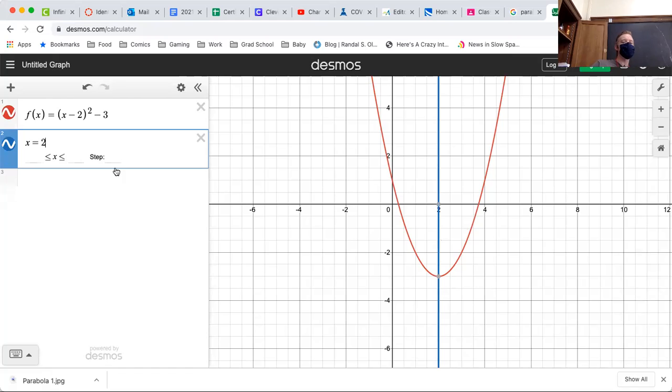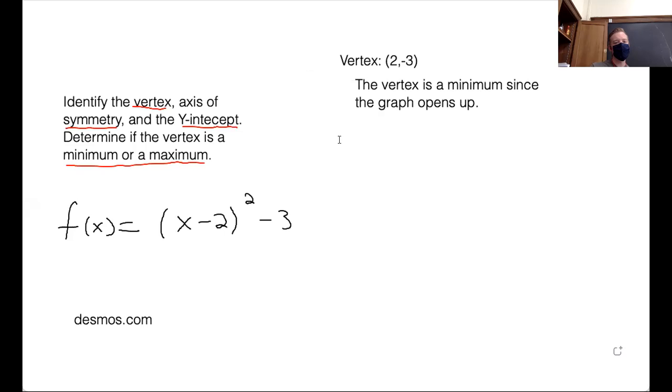So if I type in x equals 2 into Desmos, I see this nice blue line right through the middle of my graph right here. That is the axis of symmetry. That is the line that divides our graph in half. That is the line where the graph reflects on itself. So we can add that in with our answer here. We can say the axis of symmetry is x equals 2.